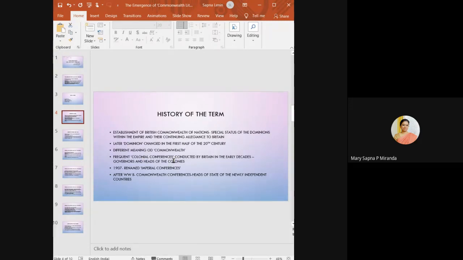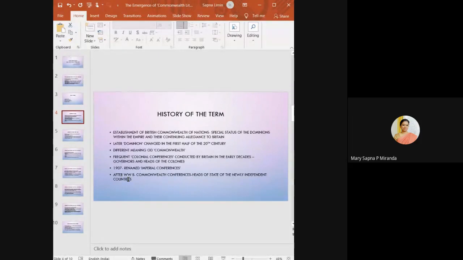And please remember that British was dropped from there. Later, in 1907, these conferences were renamed imperial conferences. Now, after the Second World War, they were called Commonwealth conferences. They dropped this title also, imperial. Imperial shows a lot of power and political dominance. So imperial conferences gave way to Commonwealth conferences.